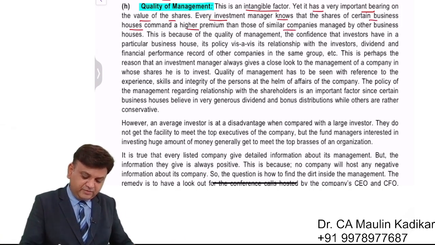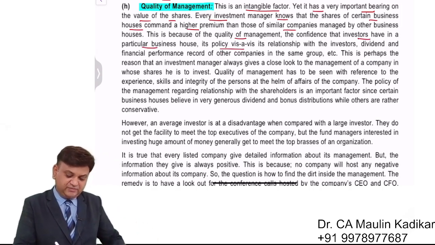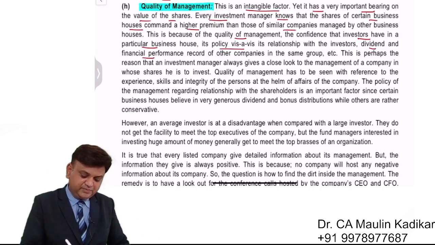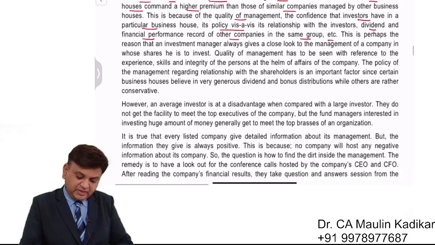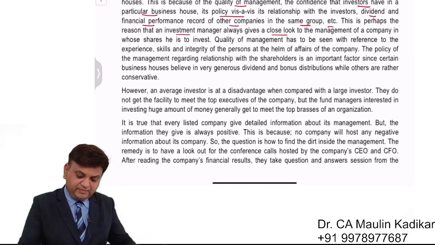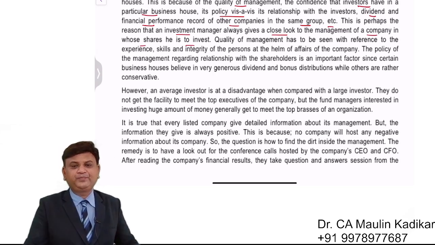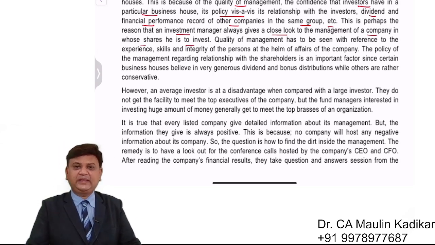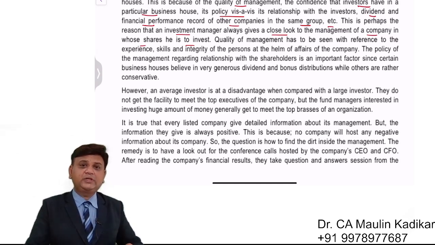This is because of the quality of the management, the confidence that the investors have in a particular business house, its policy vis-a-vis its relationship with the investors, dividend, financial performance record of other companies in the same group, and so on. This is perhaps the reason that an investment manager always gives a close look to the management of the company in whose shares he is supposed to invest. यानी बेसिकली जो कोई म्यूचुअल फंड के मैनेजर्स होते हैं या तो कोई इंश्योरेंस कंपनी के मैनेजर्स होते हैं, तो वो ये सब चीज का बहुत अच्छी तरह से एनालिसिस करते हैं बिफोर दे मेक इन्वेस्टमेंट.